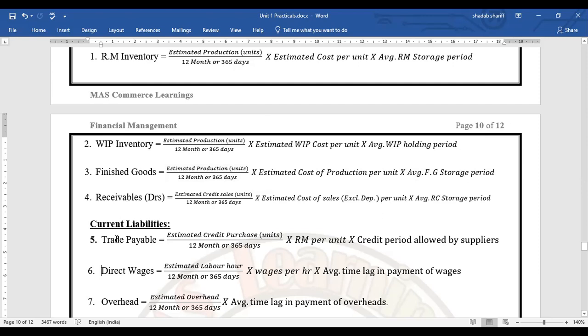For current liabilities also we have formulas, such as trade payables, that is on credit purchase we will pay. That is credit purchase divided by 12 months into raw material cost per unit, then credit period allowed by supplier, how much period the supplier is allowing to pay him. Then direct wages, labor hours into wages per hour divided by 12 months into time lag in payment of wages. Then overhead also we have one formula, that is estimated overhead divided by 12 months into average time lag in payment of overhead. By taking these formulas we have to simplify.